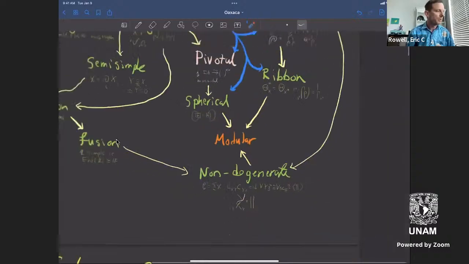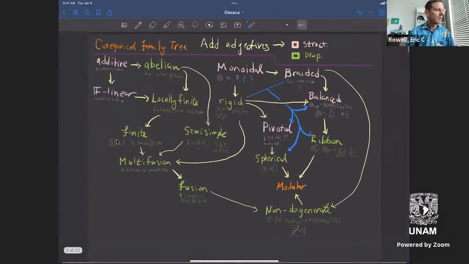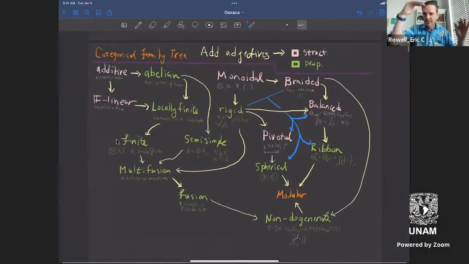Okay, I won't dwell too much on all of these adjectives. The point is that you really just build. You add structure, and all of these structures and properties are important and inspired typically by topology, sometimes by physics, sometimes by algebra.